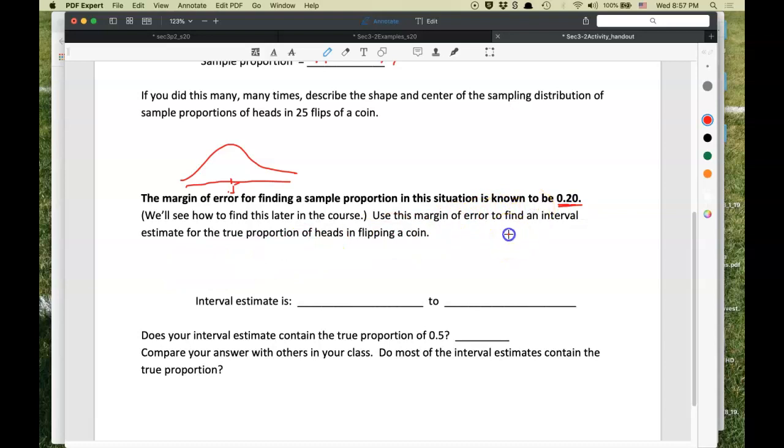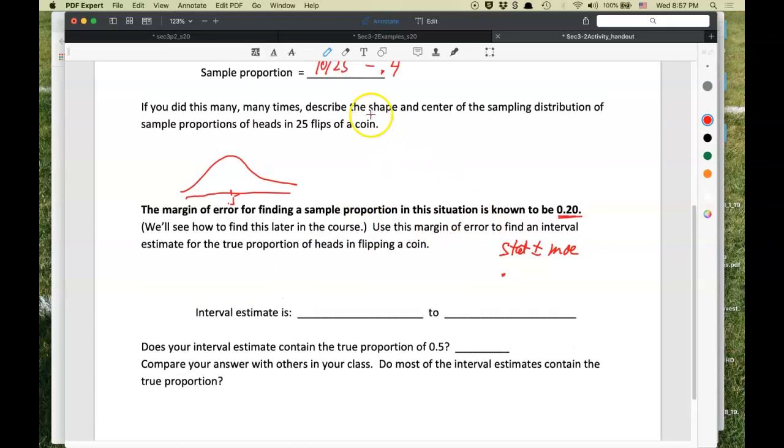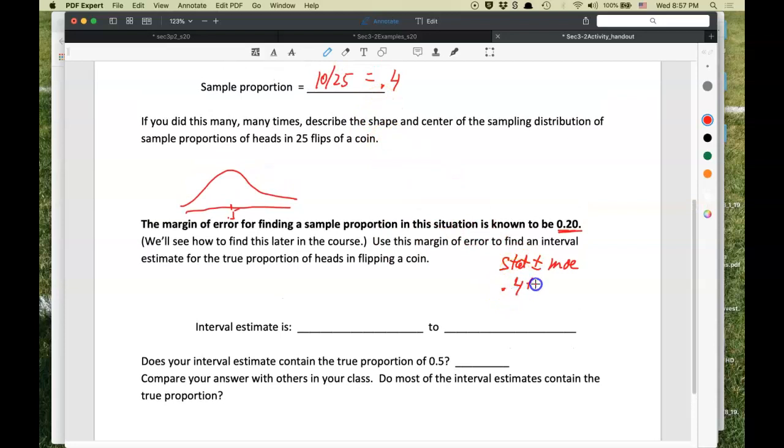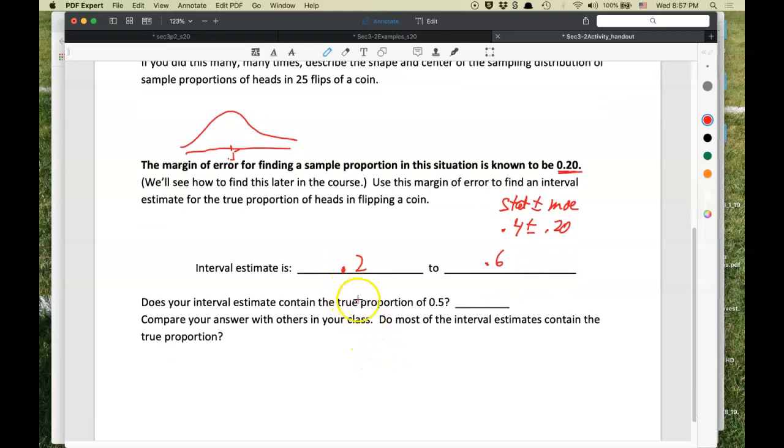So what we want to do is take our statistic plus or minus our margin of error. So in my case, that would mean taking the 0.4 that I had up here and going plus or minus 0.20, and that would give me the interval. So 0.4 minus 0.2 would give me 0.2. 0.4 plus 0.2 would give me 0.6. Question is, does that interval estimate contain the true 50-50 proportion that we would expect? And we'd say, yes, it does. And we'd compare answers in the class and see what proportion of the class would get that true proportion.